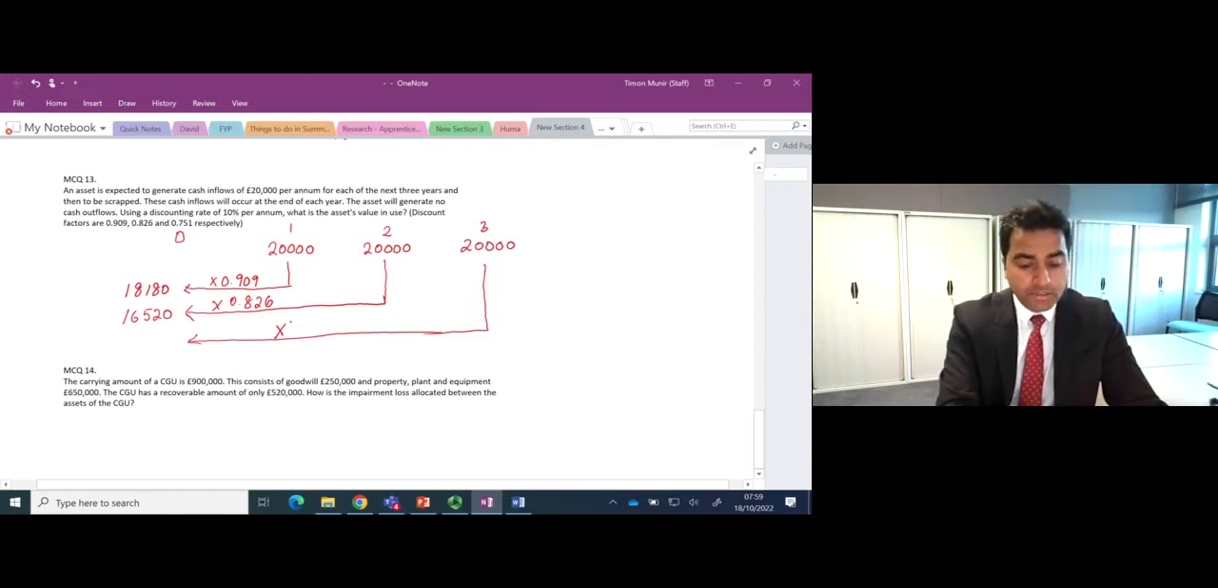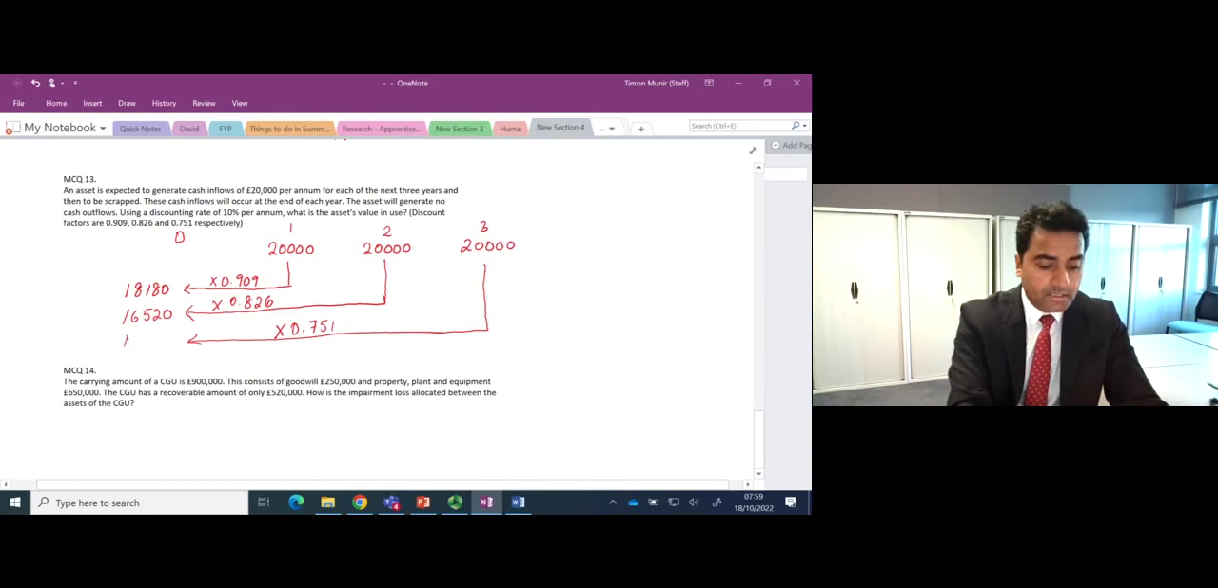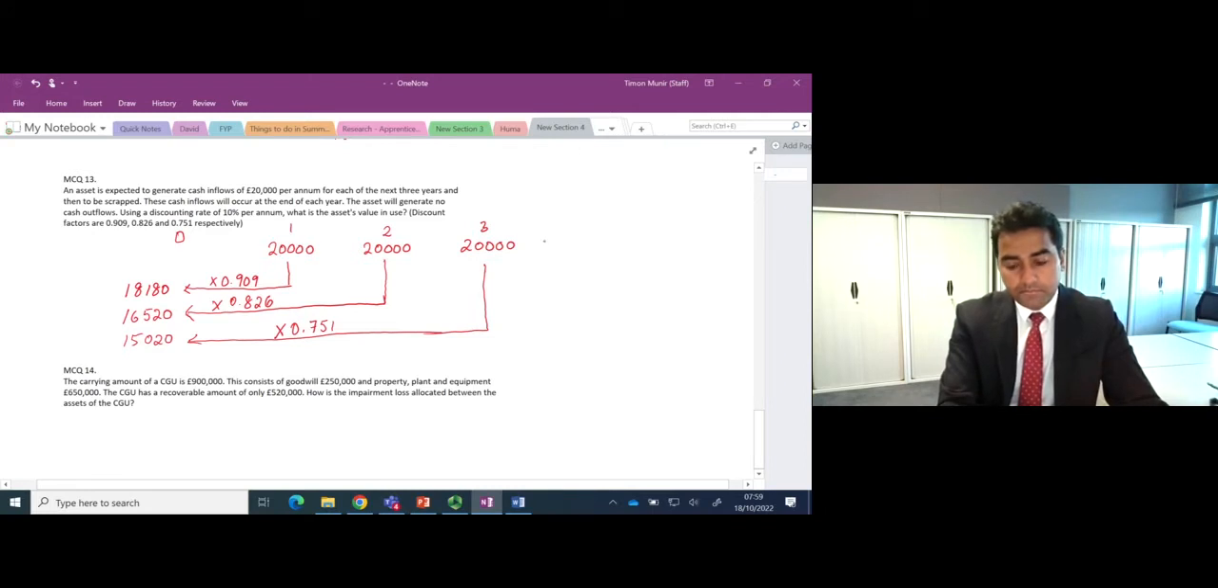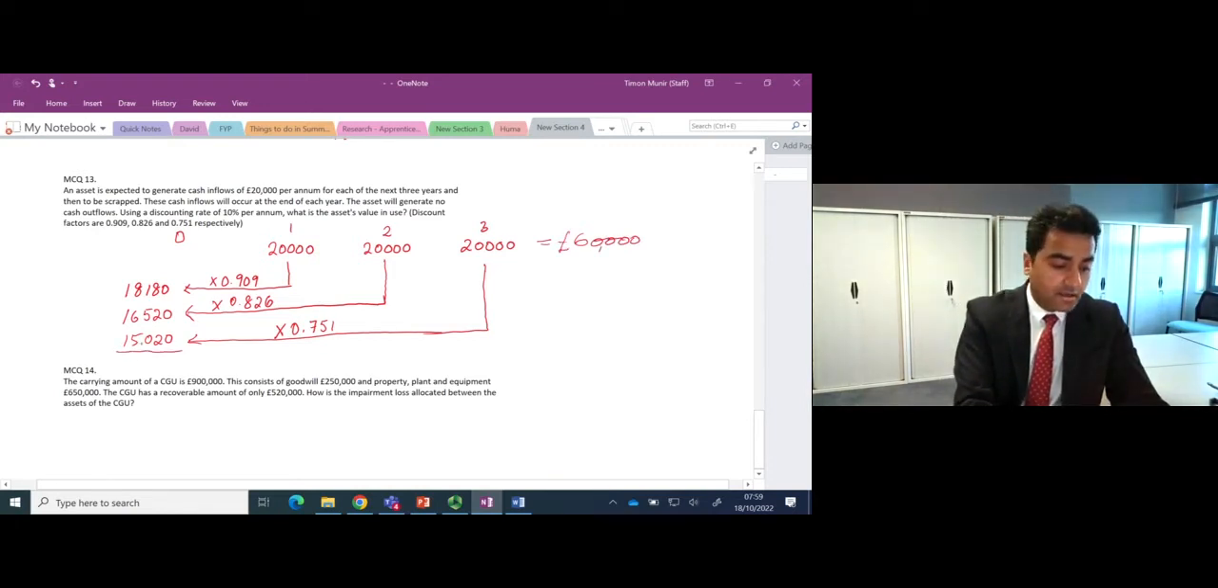Similarly, I'll be multiplying the 20,000 which I'm earning in 3 years time by their discount factor, which is 0.751, and it is 15,020. So the 60,000 which I am going to earn in 3 years time, the value of that 60,000 in today's term is 49,720.